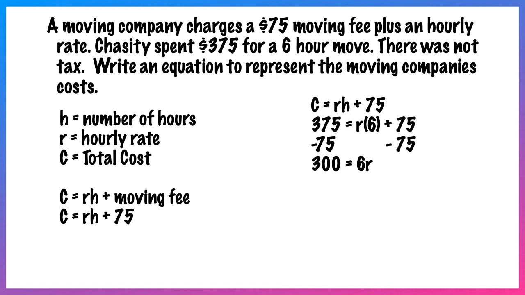Okay, we want to get that R by itself, so we're going to divide both sides by 6. And that's going to give us 50. So our hourly rate is $50 per hour. So we can go back to that equation and plug in R. So the cost is going to equal 50 times H plus 75. And we can use that equation to find the cost of moving given any number of hours.